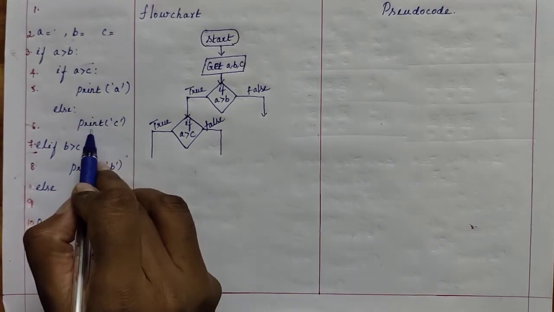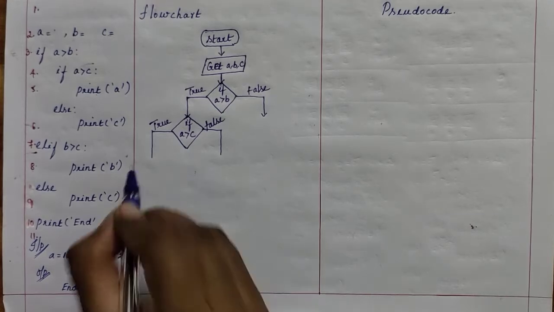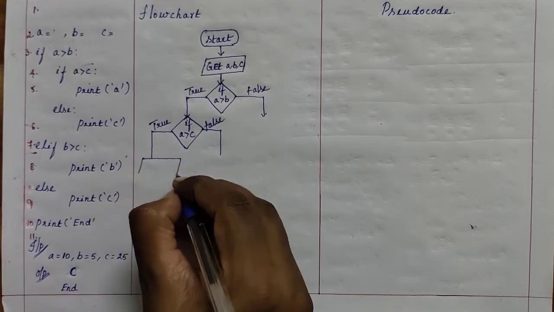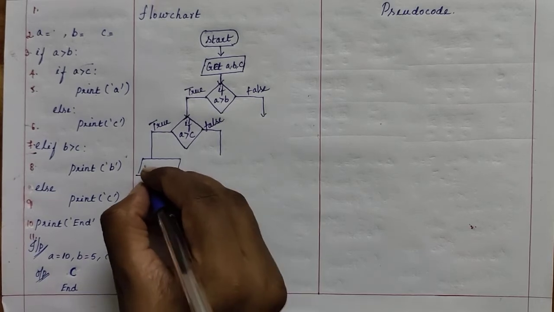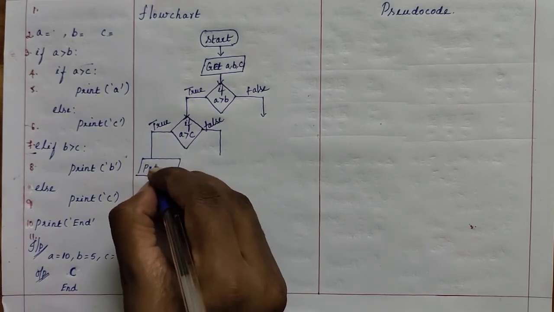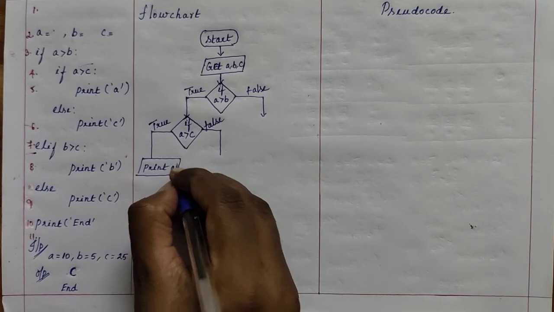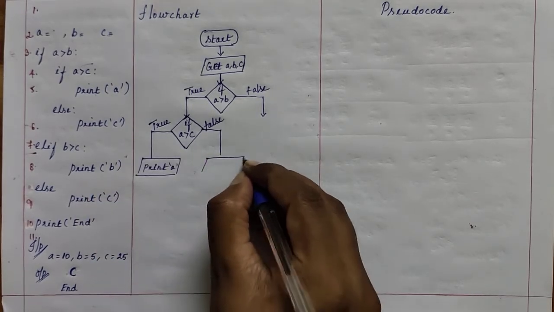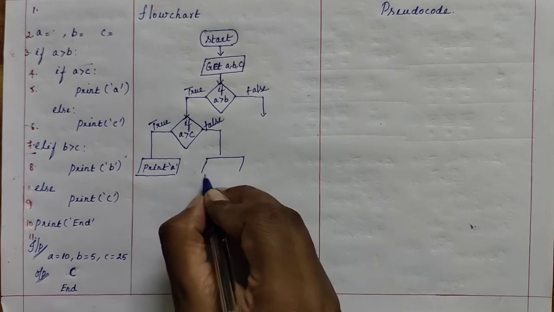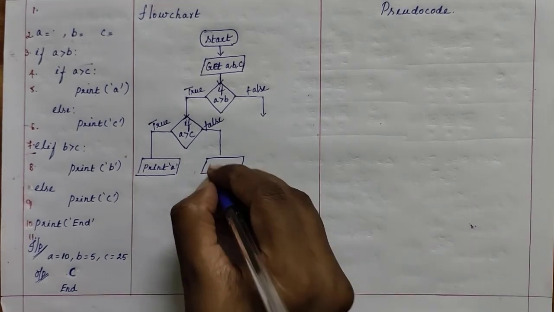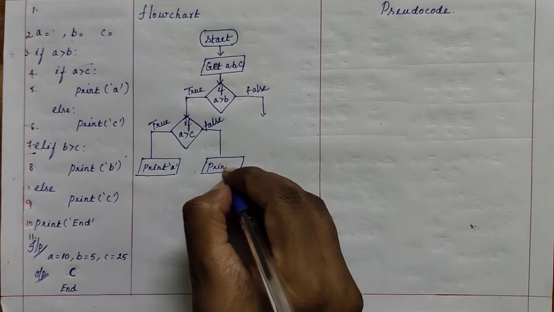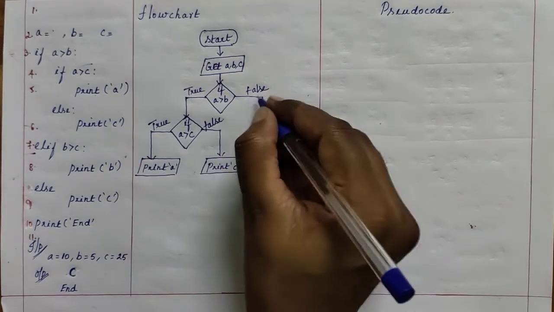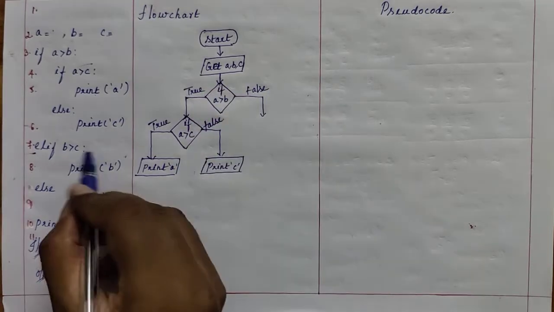Then the print. This is an output statement, therefore we use the input/output symbol, that is the parallelogram. Here you write print a, and here you write print c.